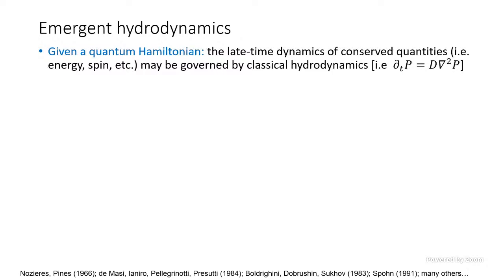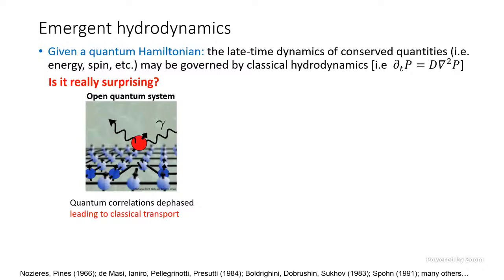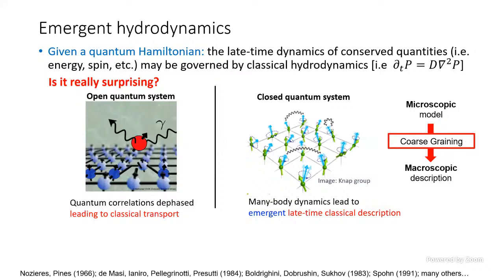Is this actually even surprising at all? For open quantum systems, you may think it's not surprising at all, because your quantum system is coupled to some dissipative environment. With this environment, your quantum correlations quickly dephase, which leads to classical transport behavior. However, here, when I'm talking about hydrodynamic behavior, we're thinking about a closed quantum system where we don't couple to a dissipative environment. Will that ever happen, where the many-body dynamics could also lead to an emergent late-time classical description?